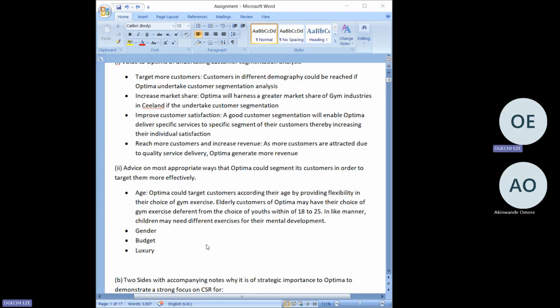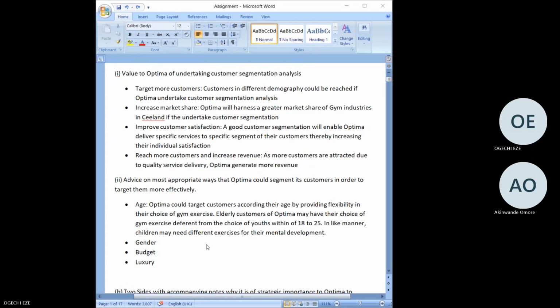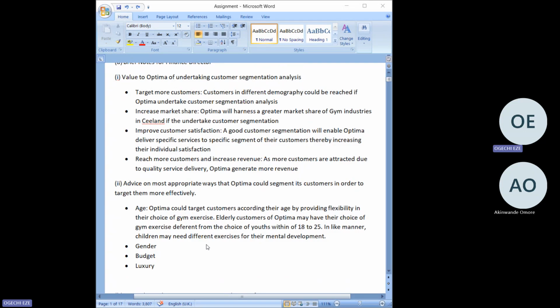Then it will also assist them to improve customer satisfaction, because they have different unique services for different segments. I want to make you finish before I correct. I think that's better, right? When you take me through, I will not correct. I think I will add value to you like that. Okay. Continue.